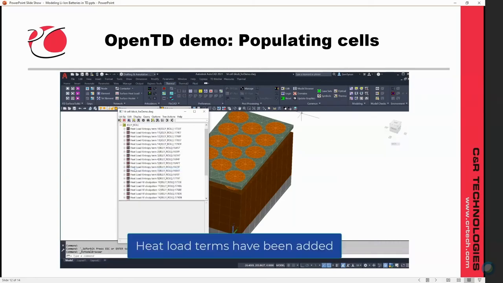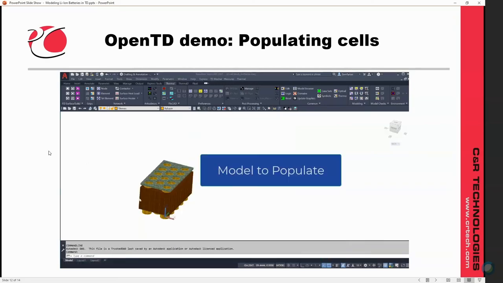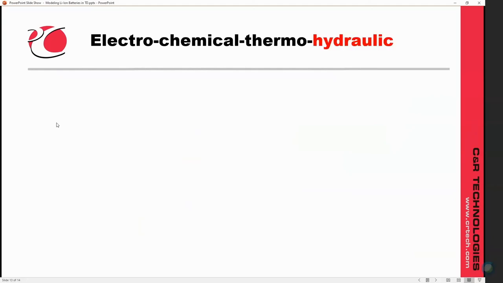So here's the populated model. We've turned off a few layers to make it clearer for view. Each cell is in its own submodel, and each cell has its own heat load applied, both the entropy and the IV dissipation.